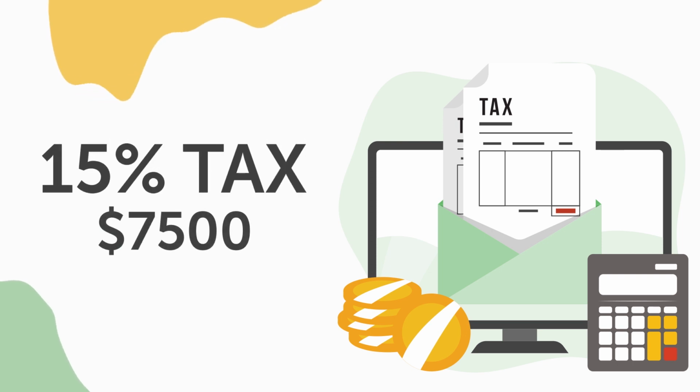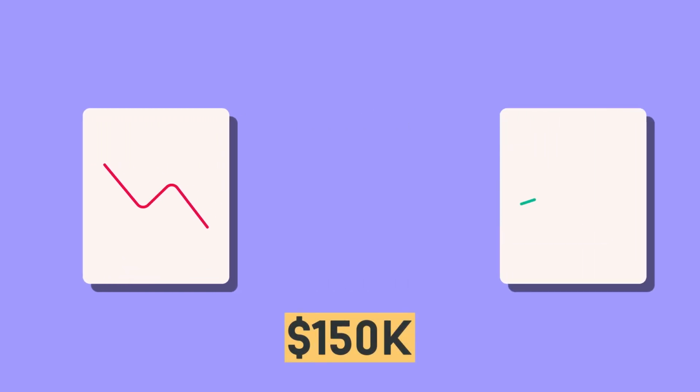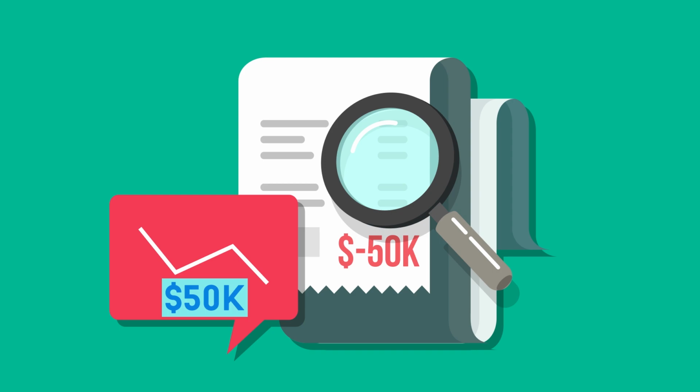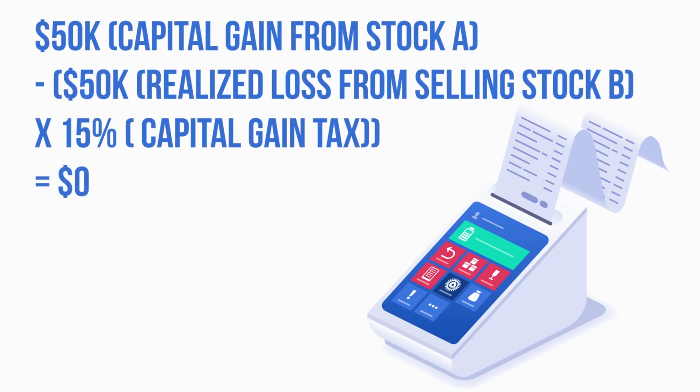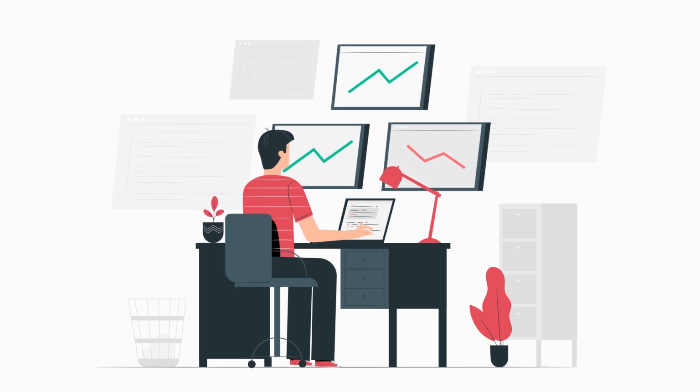But there is another way. Sell your stock B first for $150,000 and buy a similar investment for the same amount to realize your loss. Since you have a $50,000 of realized loss, you can deduct it from your tax bill. So if you're selling $50,000 of your stock A, you can deduct the $50,000 loss. Boom, your tax bill is zero. You can't invest without having some losses, so why not use them to reduce your tax bill?